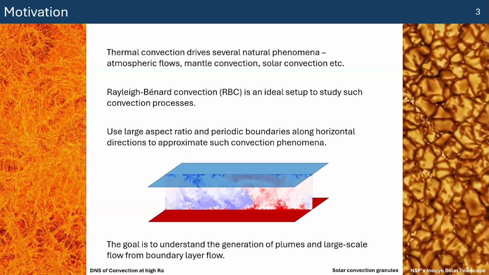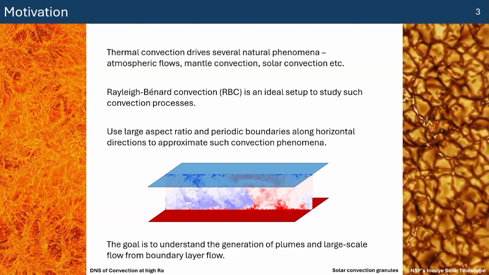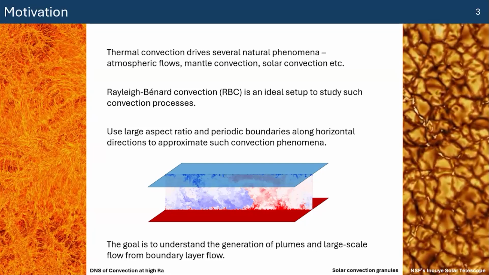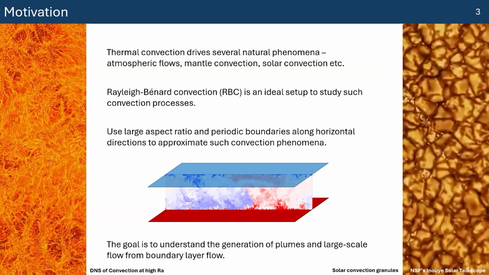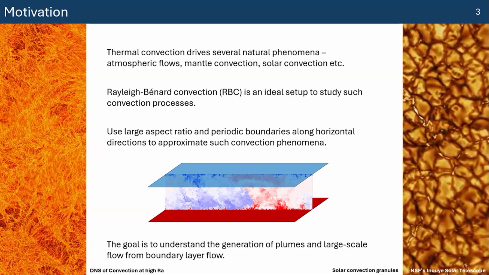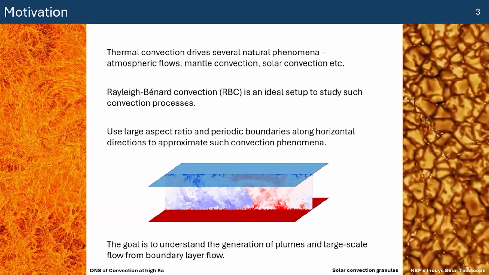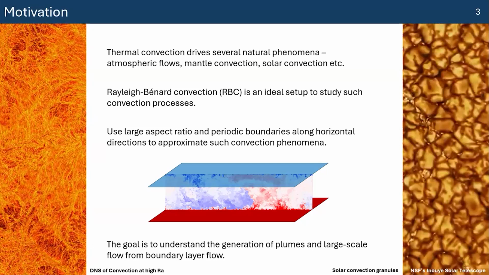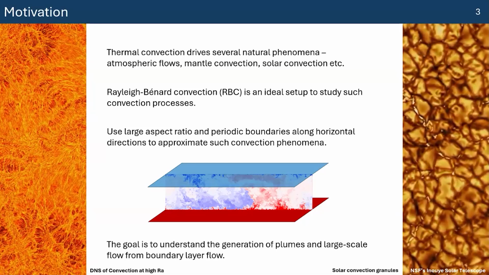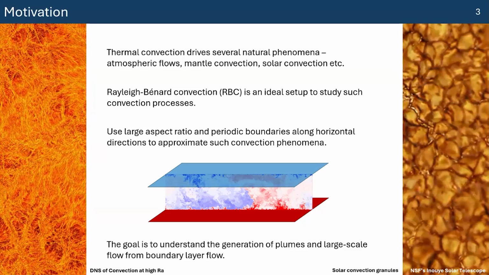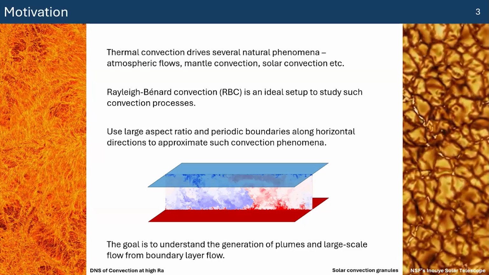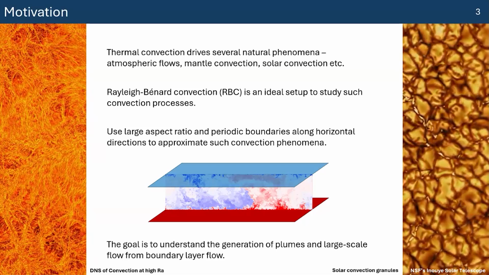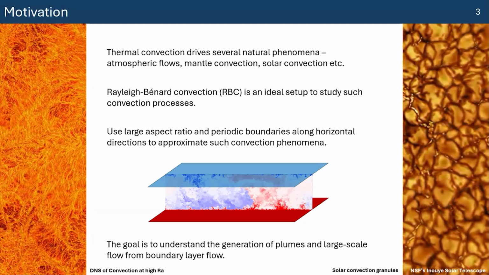So to start off with, why do we focus on thermal convection? We see thermal convection in a wide variety of natural phenomena and in engineering systems, for instance, automotive cooling, cooling of electronics, and so on. What's there on the right-hand side is the surface of the sun, and we can see turbulent convection happening on the surface of the sun. Each of these granules that you see is roughly the size of Germany. So that's the kind of scale that we are looking at over here.